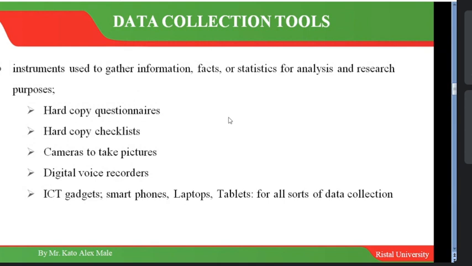First and foremost, hard copy questionnaires. By hard copy, I mean those which are printed. You get it? So you print your questionnaires, go to the field, administer them to your participants, they fill them in, and then they return the answered questionnaire to you. They return a fully answered questionnaire to you.